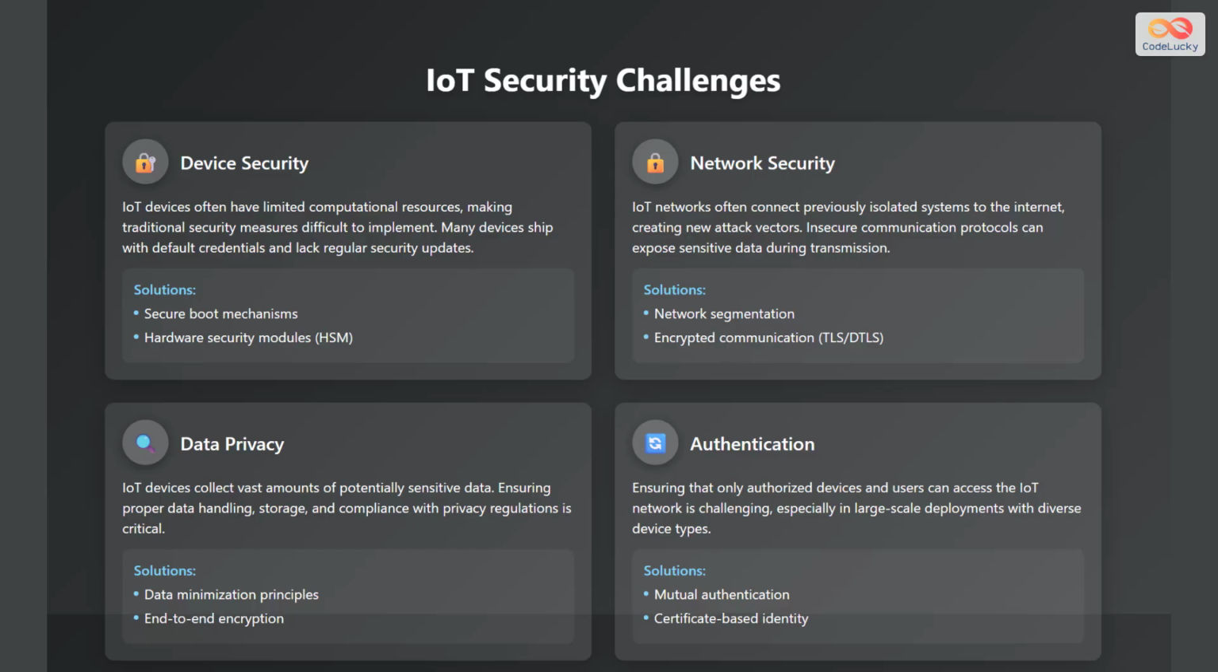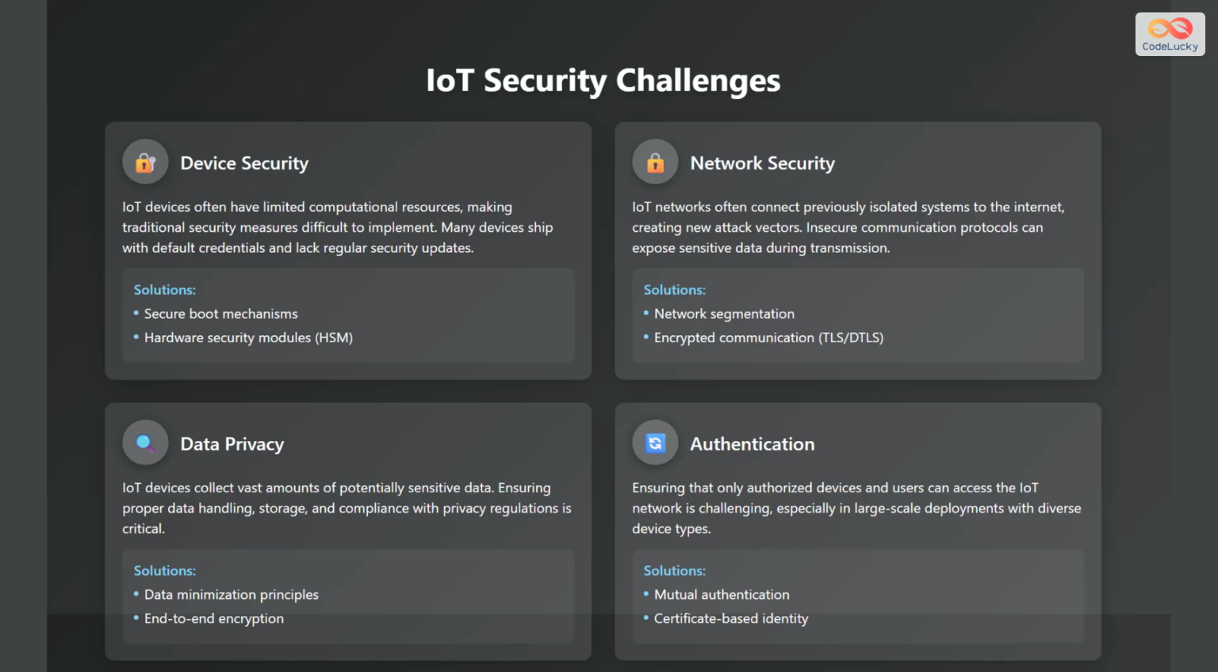Next, we have network security. Internet of Things networks often connect previously isolated systems to the Internet. This creates new attack vectors. Insecure communication protocols can expose sensitive data during transmission. Solutions include network segmentation and encrypted communication protocols.